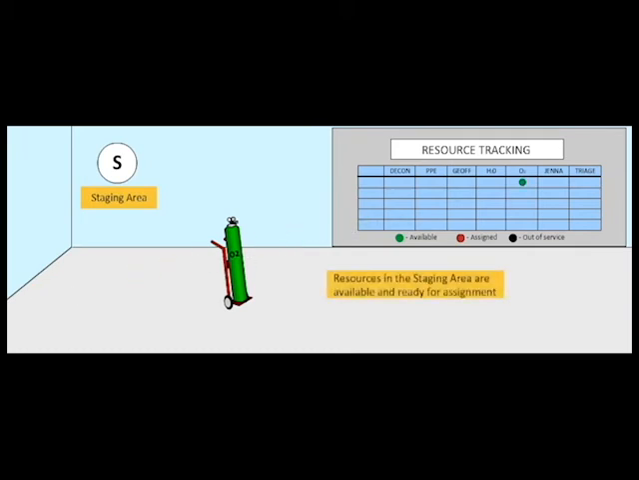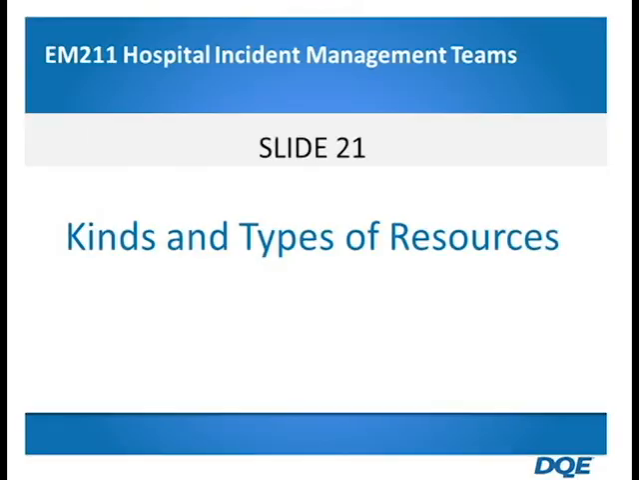Resources within the staging area are available and ready for assignment. Resources in or out of service status are not located at the staging area. Any time that a person changes the status of a resource, that person must notify the resource unit. As always, incident response requires a team effort and strict adherence to procedure. Nowhere is this more apparent than in resource management.